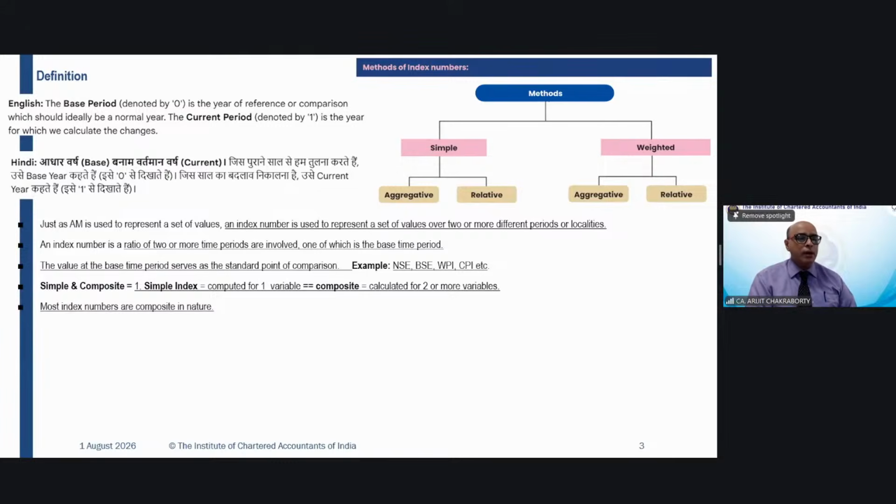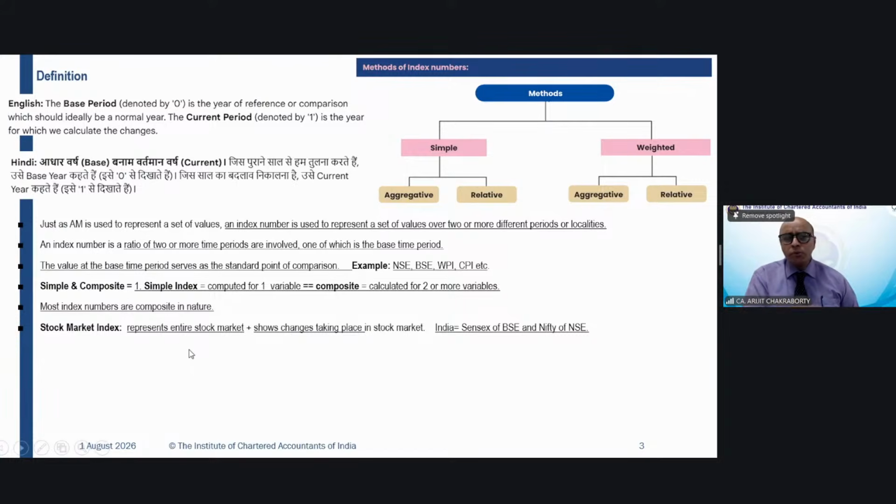The concept of simple and composite means when we have multiple variables, multiple products. We want to find out the multiple prices, for example, the stock market index. So this is an example of a composite index, which is calculated for 2 or more variables. Therefore, most of the index numbers which we use in practical life, like the wholesale price index, or the CPI, the consumer price index, are composite indices.